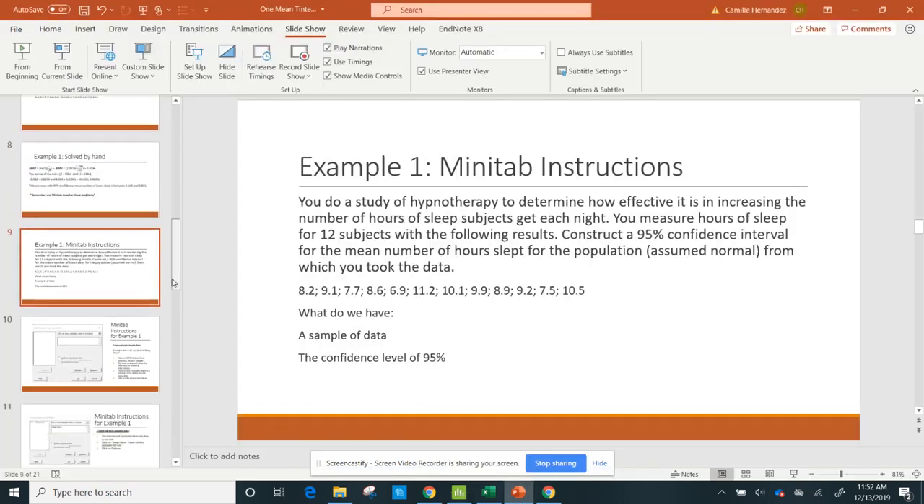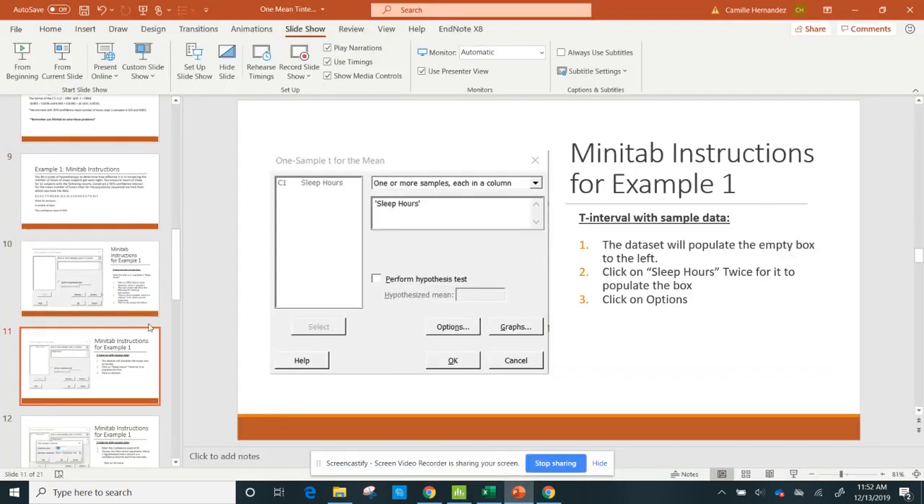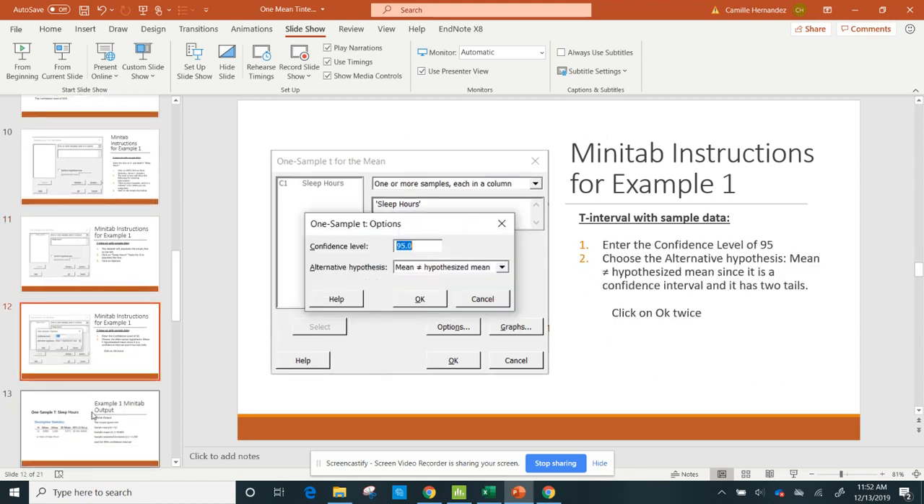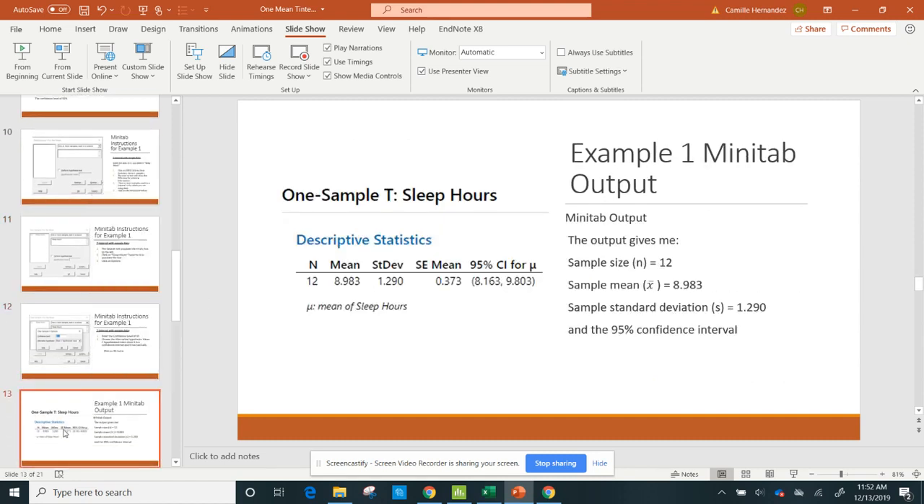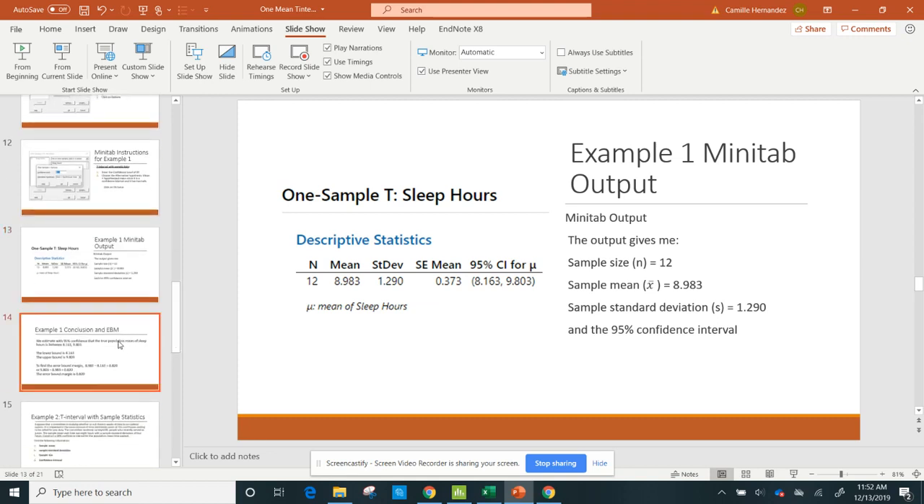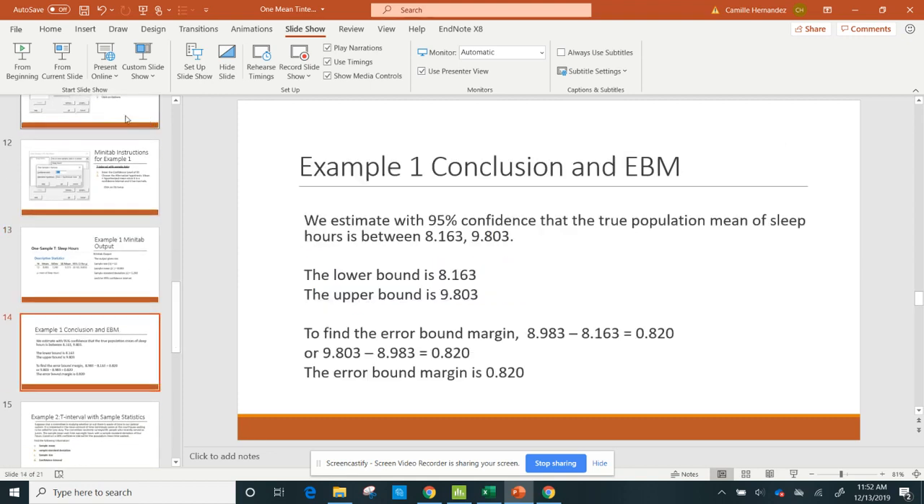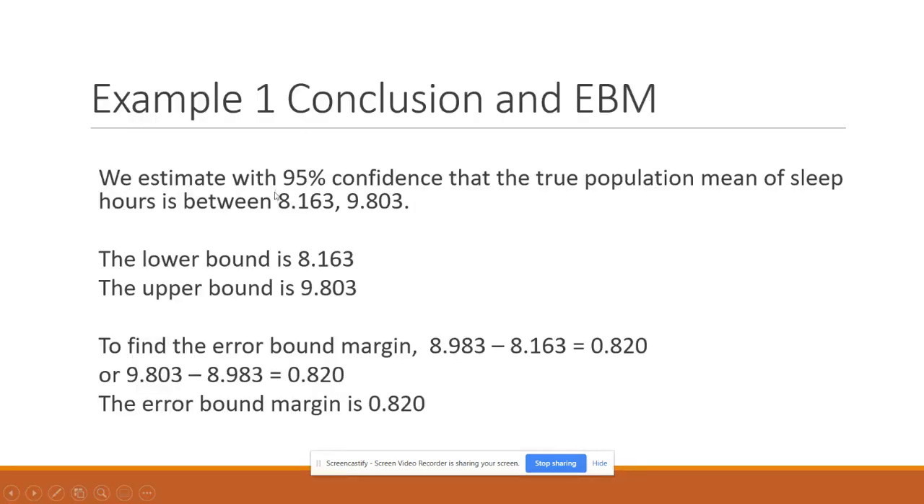And again, in the PowerPoint, I have the Minitab instructions so you understand how to complete it. And I even have the output for it. But now let's conclude it. So my conclusion is I can estimate that 95% confident that the true population mean of sleep hours is between 8.163 and 9.803. Again, my lower bound is 8.163 and my upper bound is 9.803.